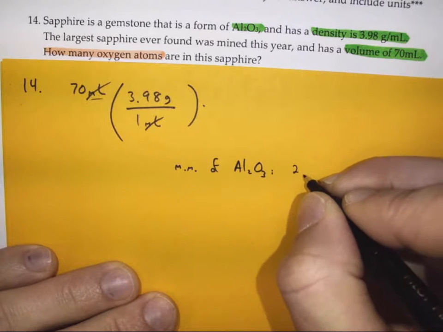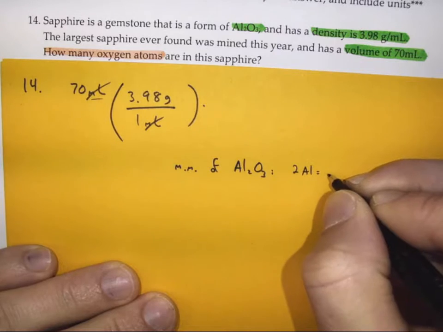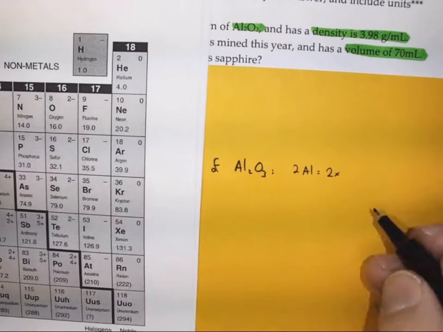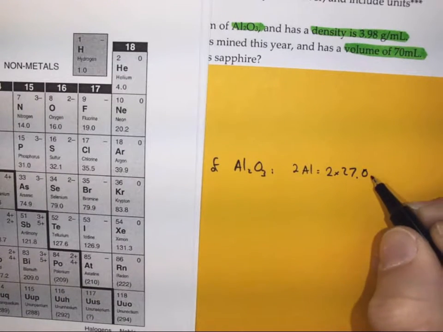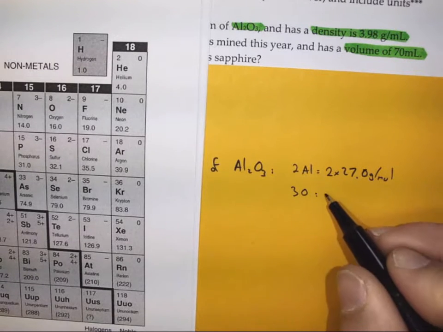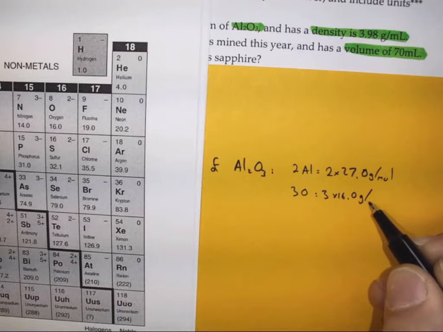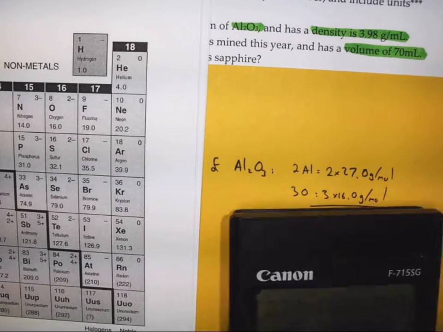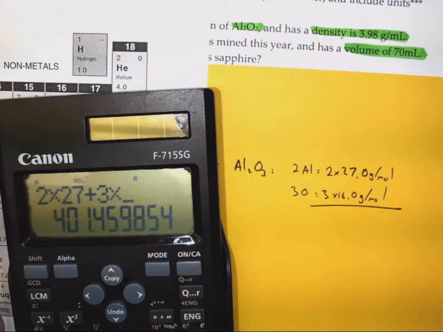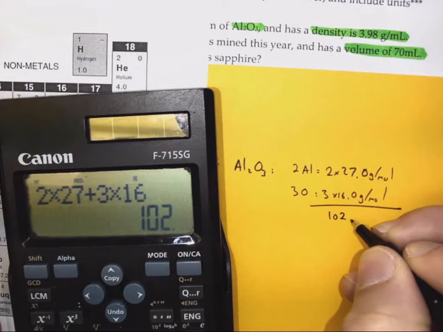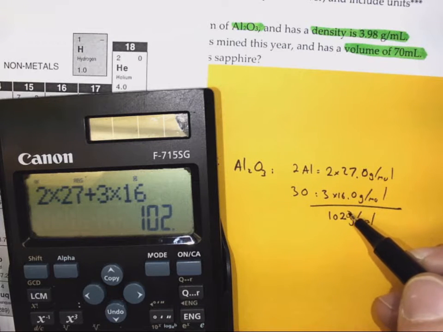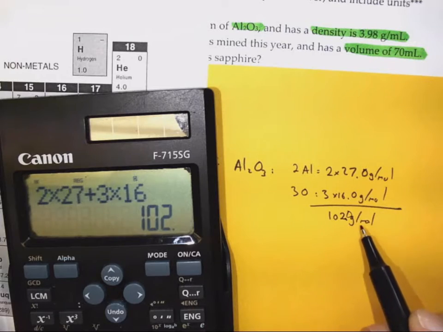So to do that, we've got 2 aluminums, which is 2 times, what's the molar mass of aluminum? 27.0 grams per mole. And 3 oxygens, well, we've seen that one before. It's 3 times 16.0 grams per mole. And when we add that together, 2 times 27 plus 3 times 16, I get 102 grams per mole, actually it's 102.0. We'll see if that matters for sig figs later. Grams per mole. Okay.